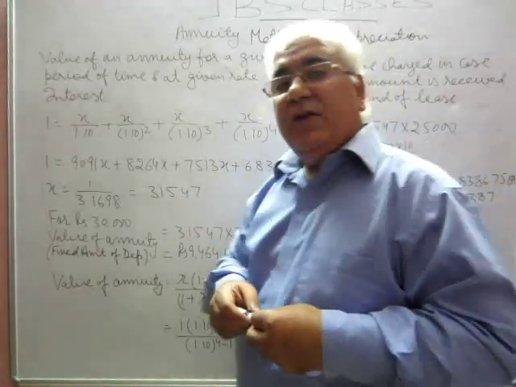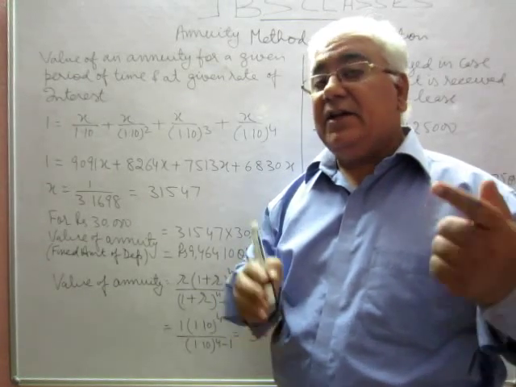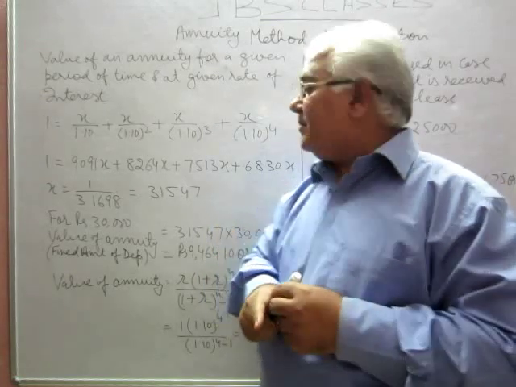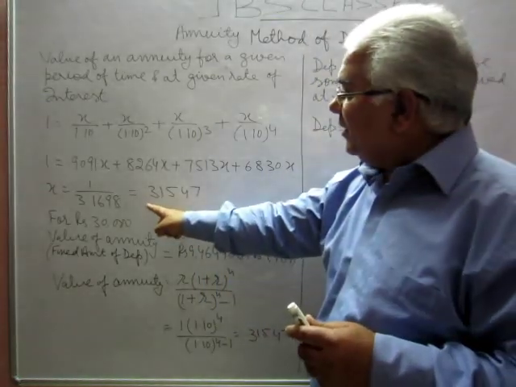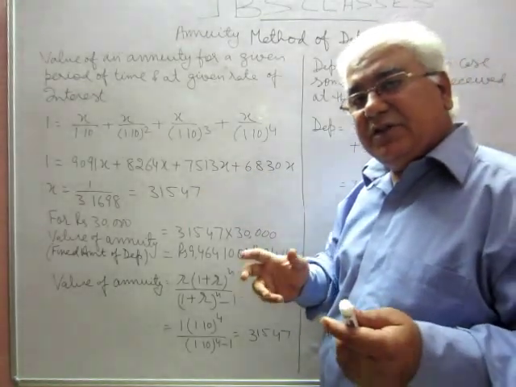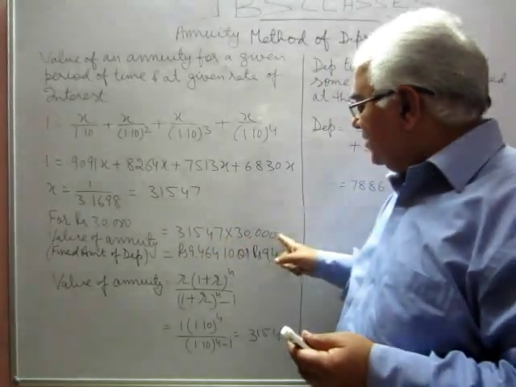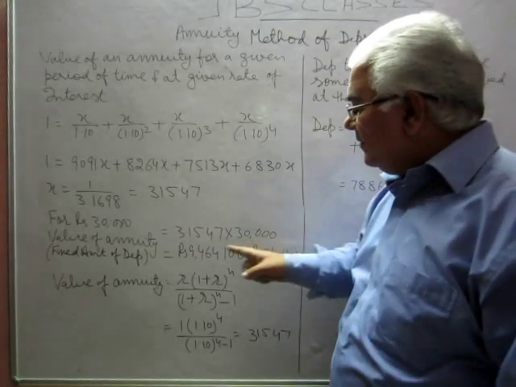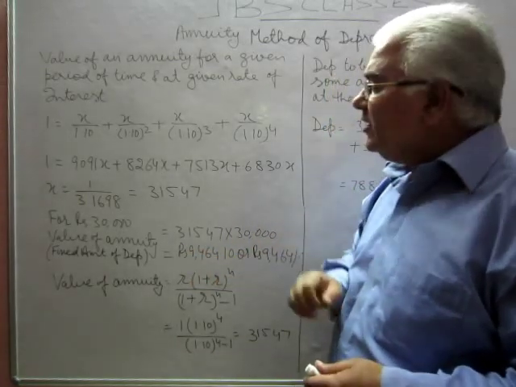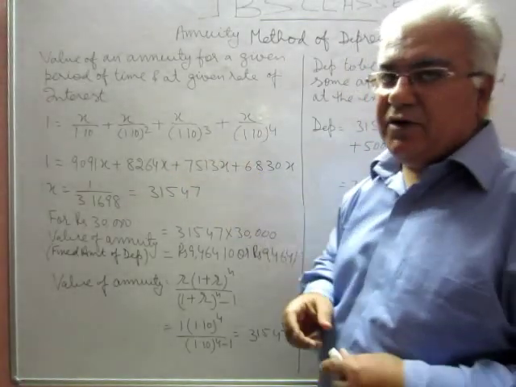0.31547. That means if we want to write off rupee 1 at the rate of 10% for a period of 4 years, then we must write off depreciation amounting to rupee 0.31547. And if we have invested 30,000, then we will multiply this amount with rupees 30,000, and amount of depreciation will be 9,464. Okay, this is a method by which we can easily calculate the amount of annuity.